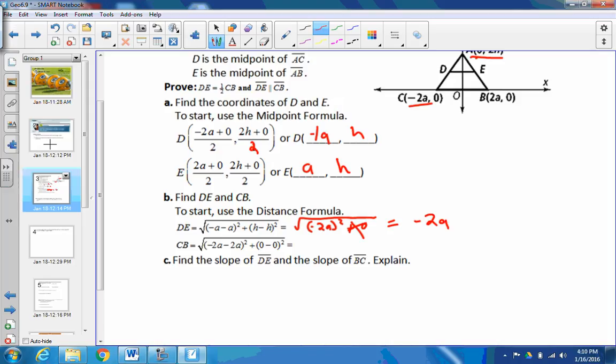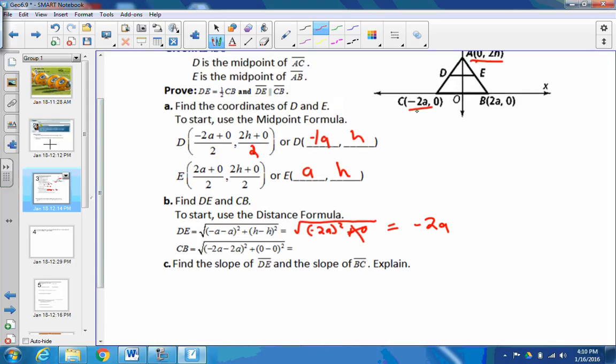This one we'll see here. This one, negative 2a minus 2a, working with these points for C and B. That's going to be negative 4a. That's all squared, underneath the square root. And then 0 minus 0, that's also 0. So that's all it is. Now the square and the square root can cancel each other out. We get negative 4a.